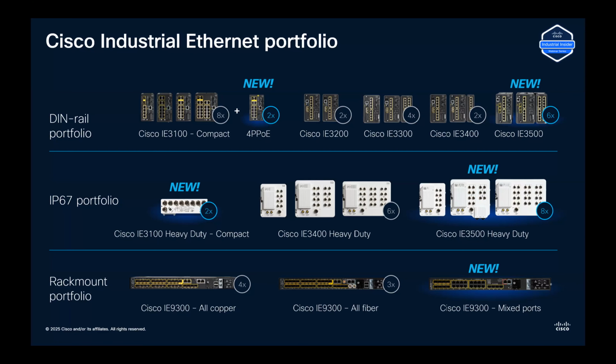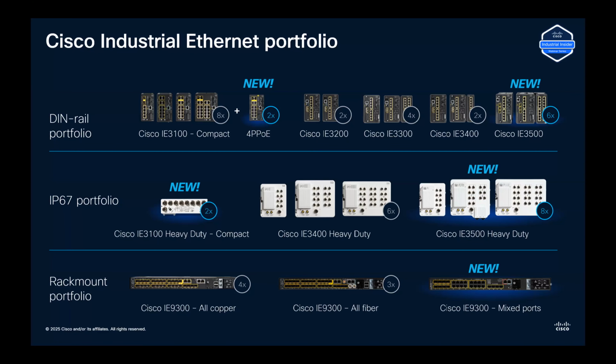Then we have the IP67 portfolio in the middle. As the name indicates, these are IP67 rated, which means that they are resistant to dust, vibration, moisture, liquid spills, and wash down, which is a very critical requirement if you are mounting these in outdoor locations, or on industrial conveyor belts or other places where you require that high degree of resiliency, even more than what the DIN rail portfolio can provide.